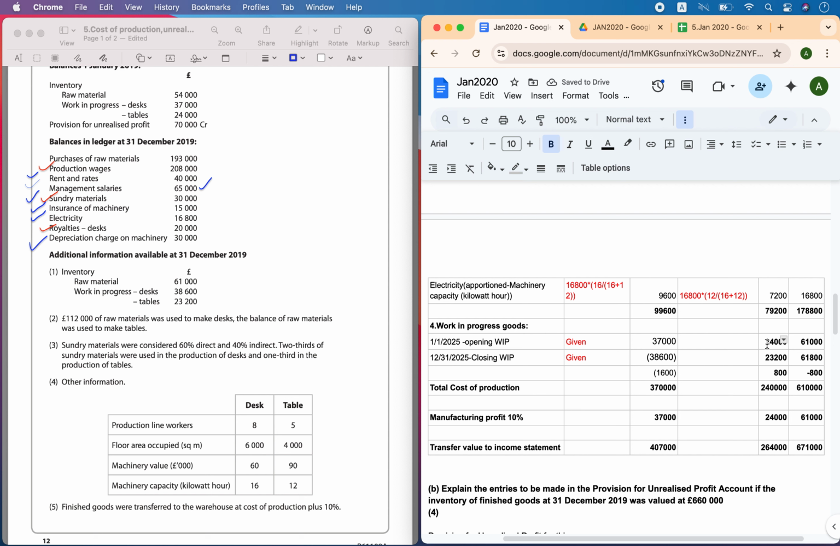Okay, and then enter this also. So for the tables, the figure is 24,000 and the remaining is 23,200. So the difference is 800. Subtract these two: 24,000 and the opening work in progress minus the closing work in progress, and you get 800.